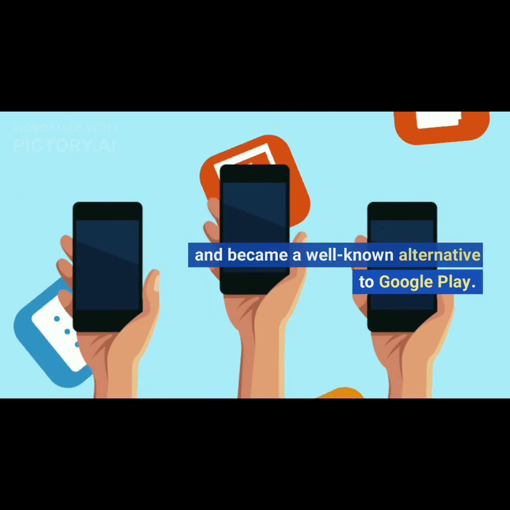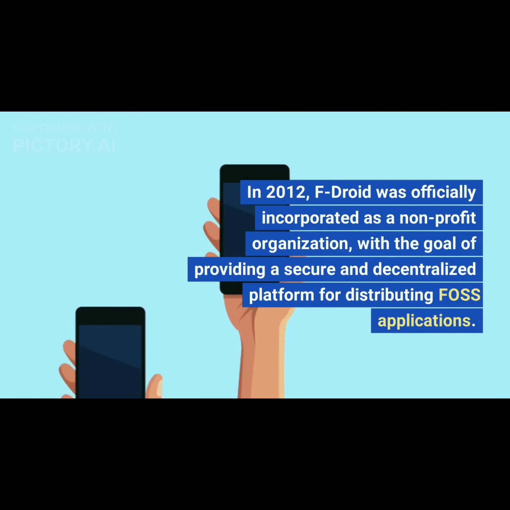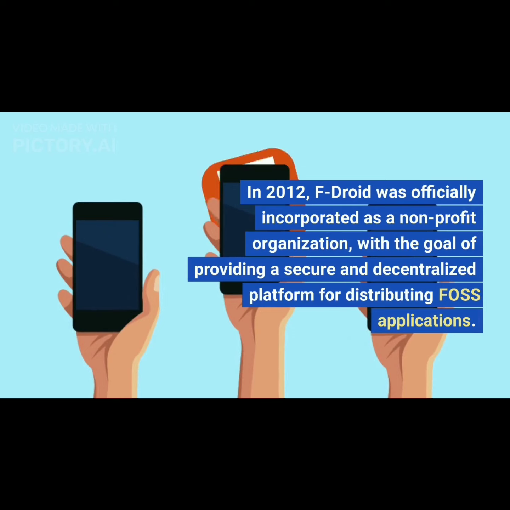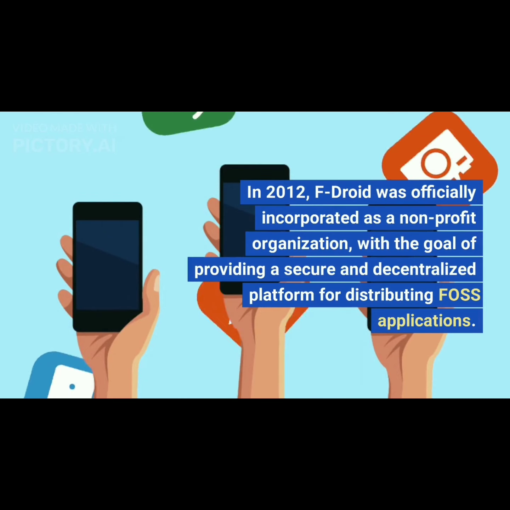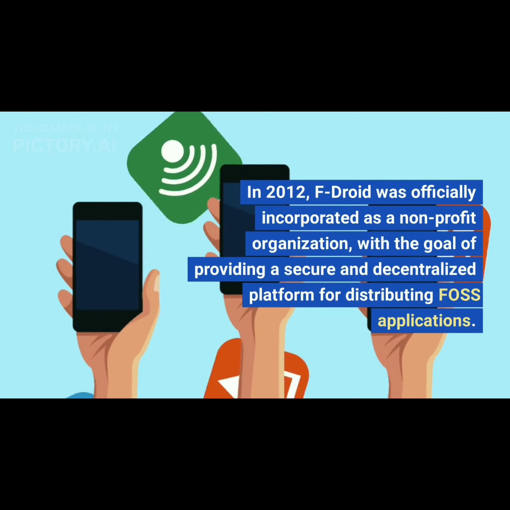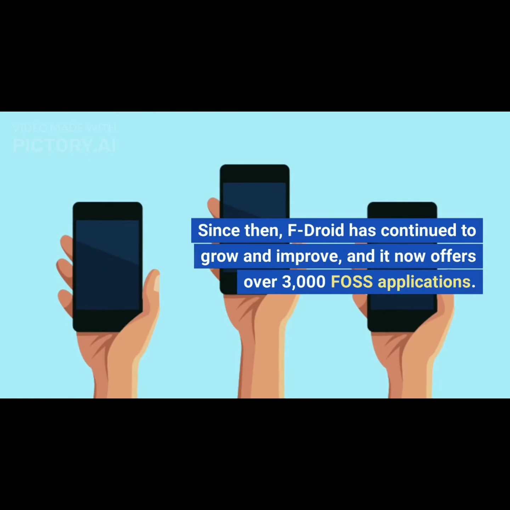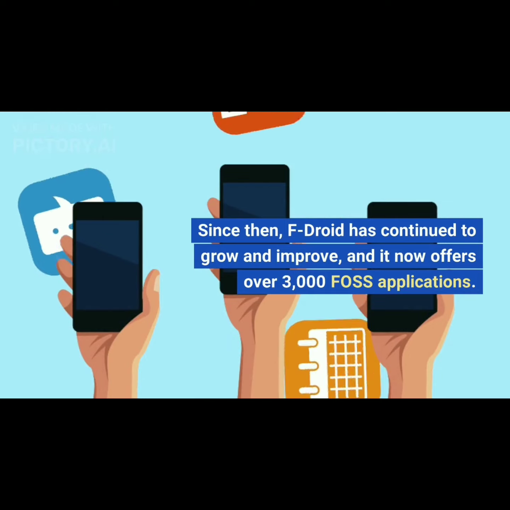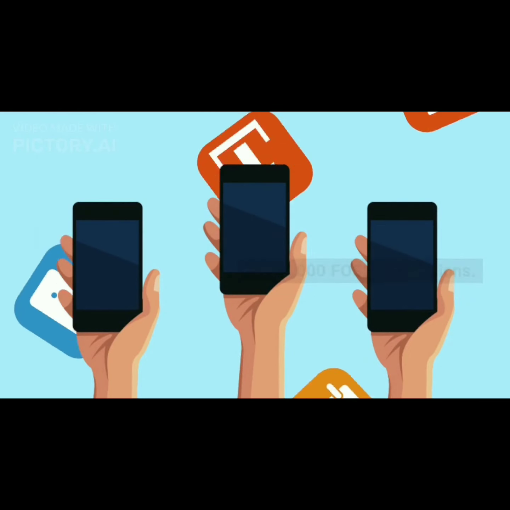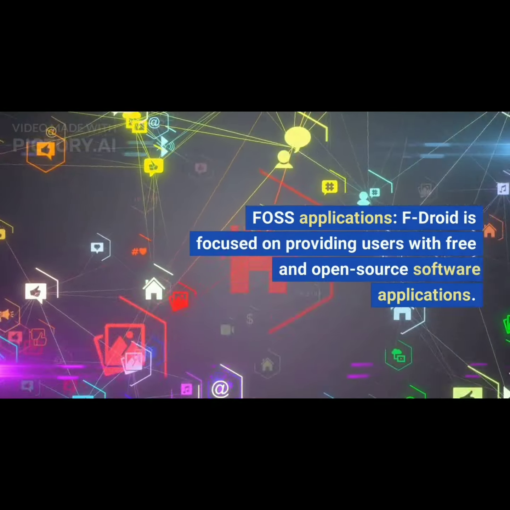In 2012, F-Droid was officially incorporated as a nonprofit organization, with the goal of providing a secure and decentralized platform for distributing FOSS applications. Since then, F-Droid has continued to grow and improve, and it now offers over 3,000 FOSS applications. There are several advantages of using F-Droid over other app stores.